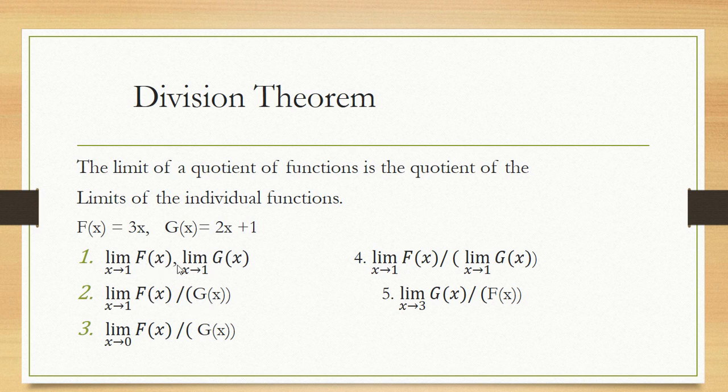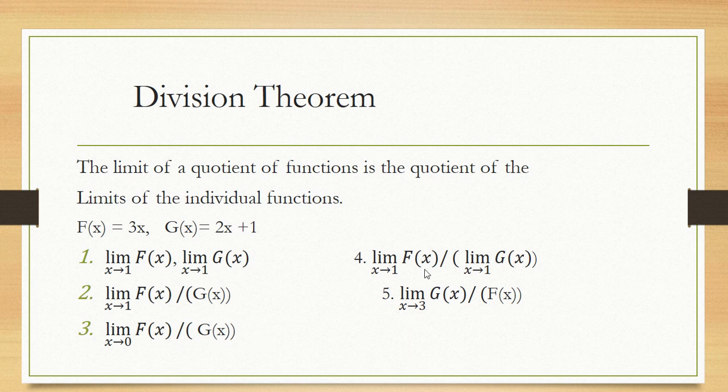So, since ito ay hindi multiplication, that means limit of f of x as x goes to 1 is 3. Limit of g of x as x goes to 1 is also 3. Limit of f of x over g of x as x goes to 1 is 3 over 3, that is equal to 1. And limit of f of x as x goes to 0, of course, this is 0. And the limit of g of x as x goes to 0, that is 2 times 0 plus 1, that is 1. So the limit of 3f of x over g of x is 0 over 1, that is 0.